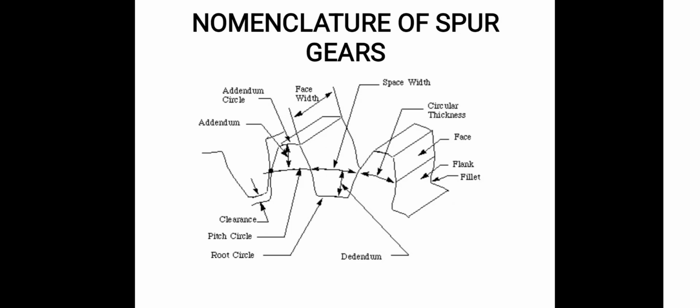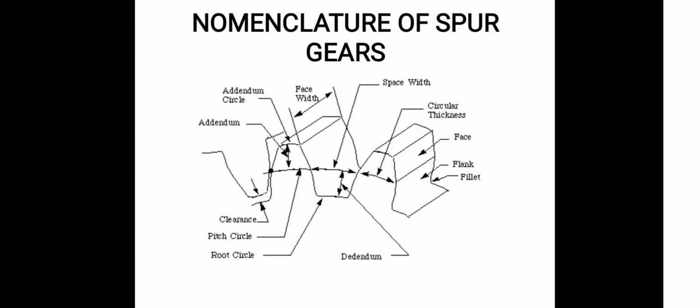The next one is the space width, otherwise the gear tooth thickness. Next is the pitch. Pitch means the distance from one tooth to the next tooth. For example, choosing the midpoint of one tooth, the distance from that midpoint to the midpoint of another tooth is called the pitch.